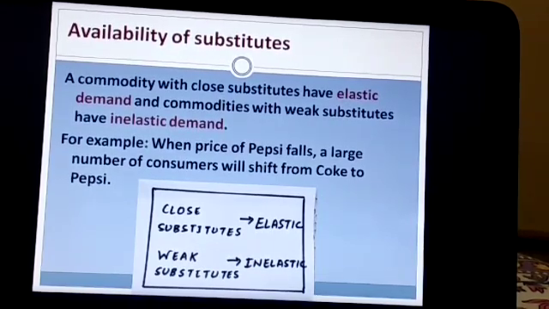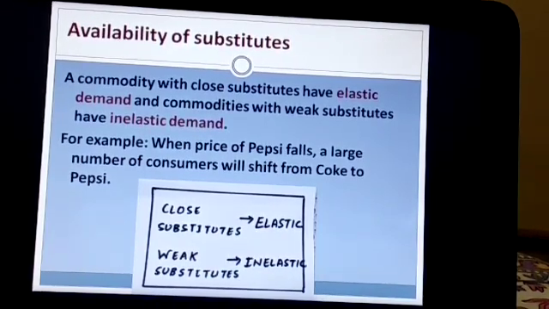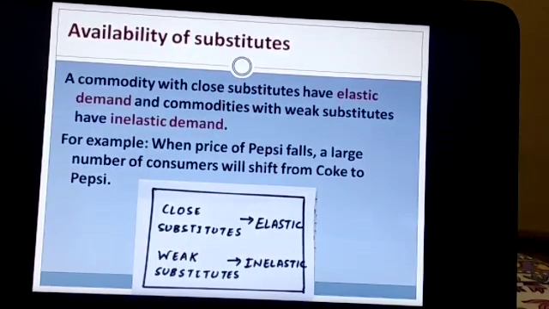Why? Because Coke and Pepsi are perfect substitutes. There are close substitutes for that product. So the change in demand will be very high. A large change will be there. And in case of some medicines, like a particular medicine for sugar that a patient is having, those medicines do not have substitutes. So in that case, the demand will be inelastic. There will not be much change. If the price of such medicine rises or falls, there won't be much change.